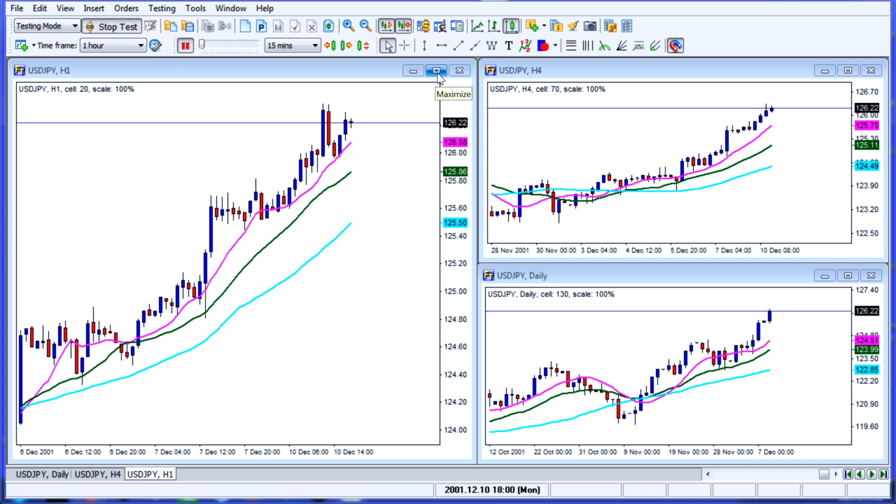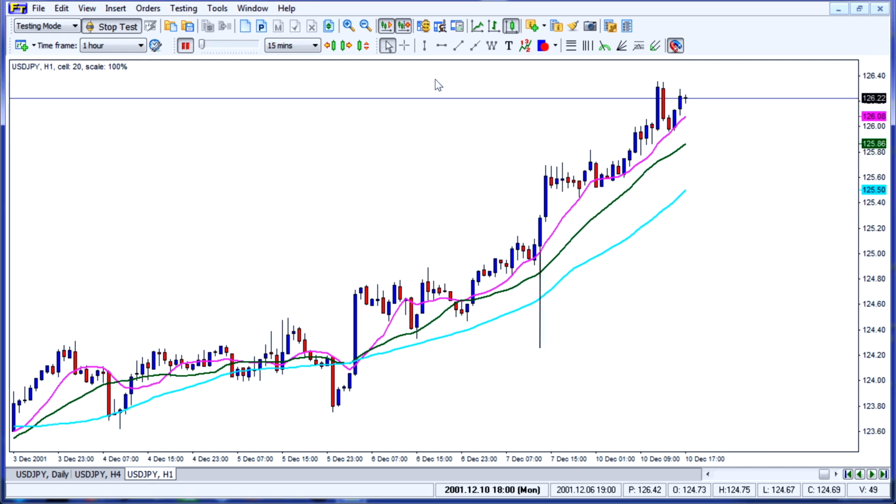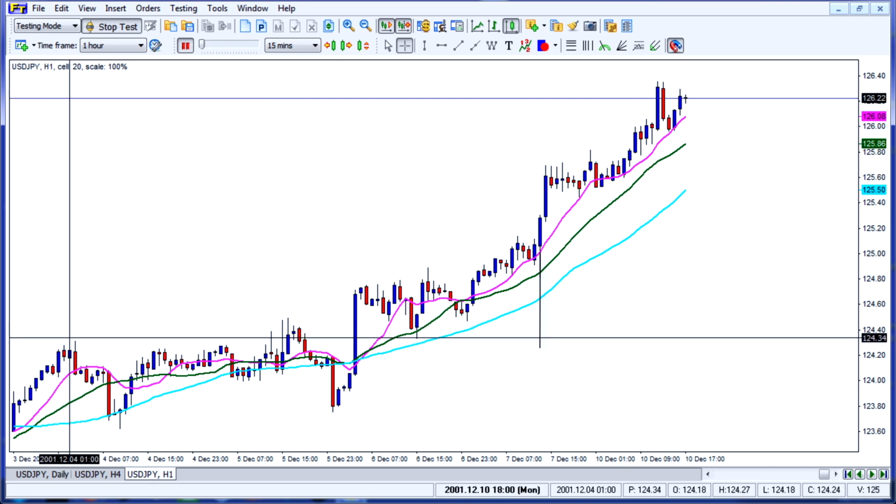I'm not going to just buy at the top. I'm going to wait for pullbacks and areas of confluence. Look here, this market has been trending up in the 1 hour. There have been opportunities to try and pick tops and bottoms of this market.